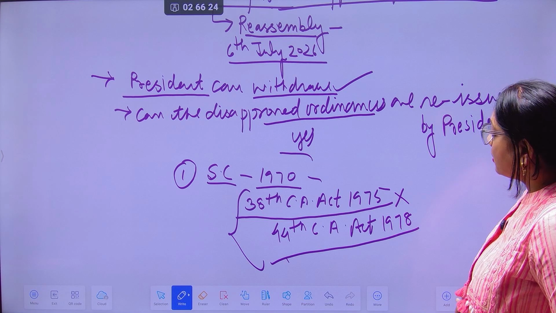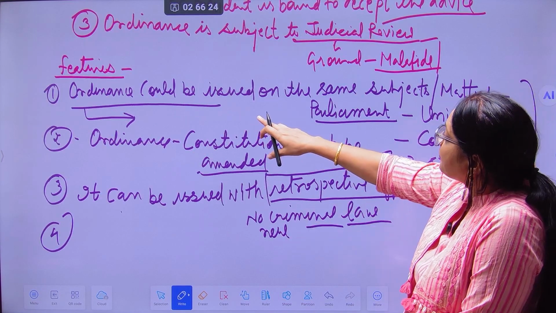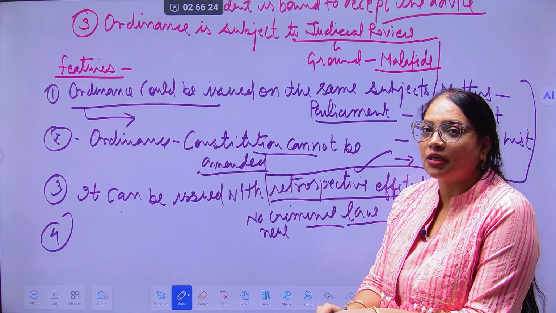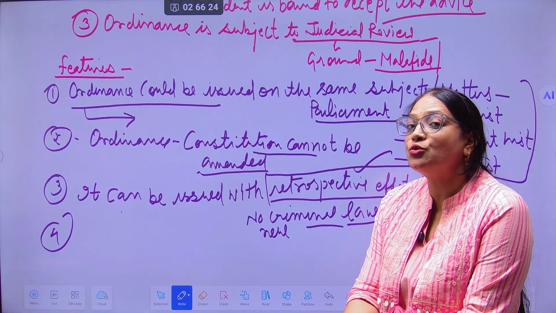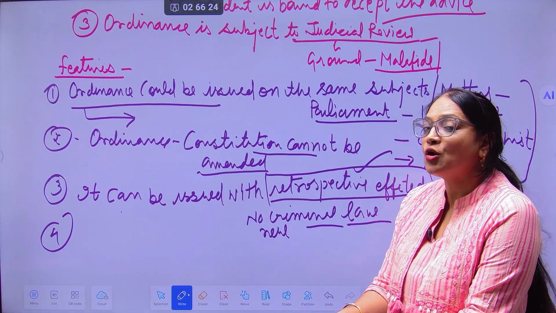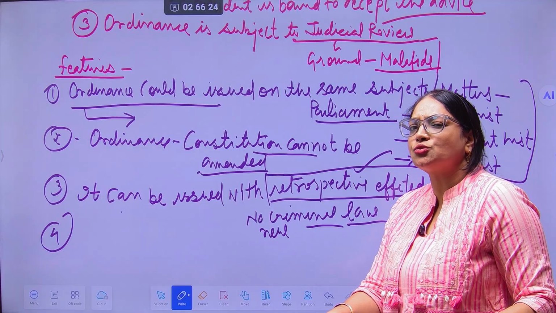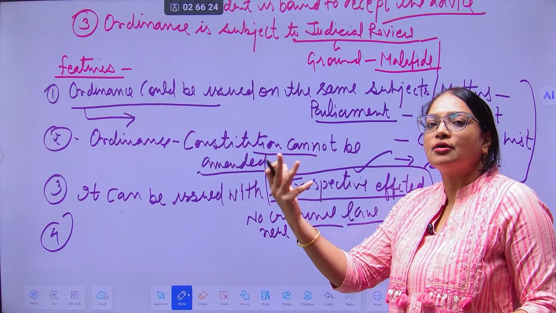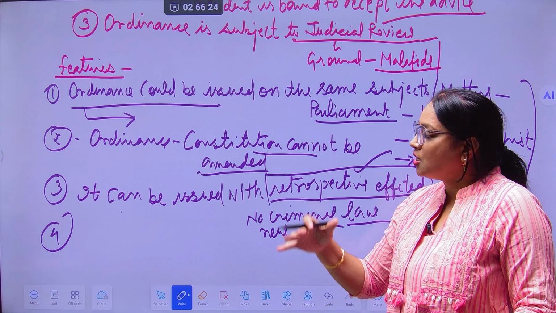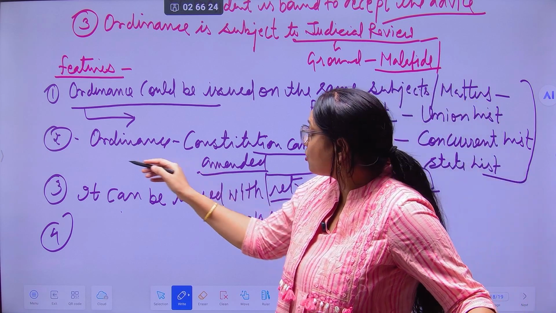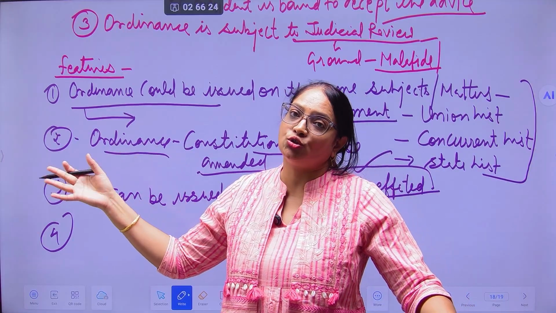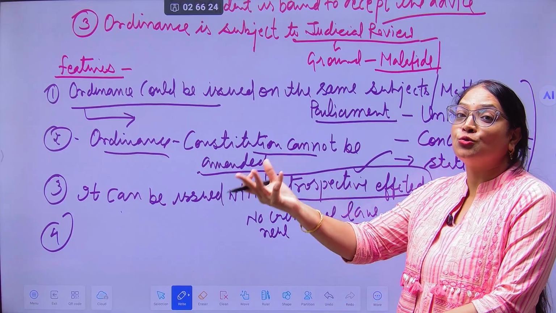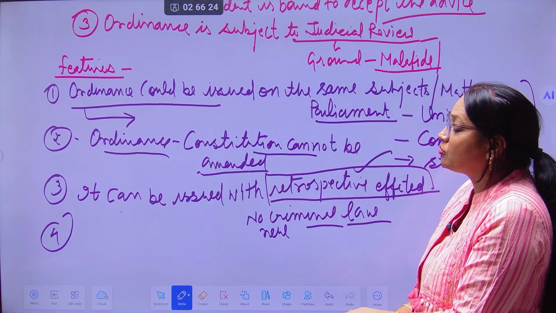Suppose I gave you a few things: a constitutional amendment cannot be done by ordinance. One more thing, an ordinance cannot be issued during a national emergency. One more fact you can add: although it could be used to deal with an emergency situation, it is not for a national emergency, because the national emergency is something else. It is a bigger concept where the federal structure becomes unitary, right? So ordinances cannot be issued during a national emergency. Got it? Because at that time Parliament cannot go on recess, and it becomes the whole supreme authority in India. Got it?